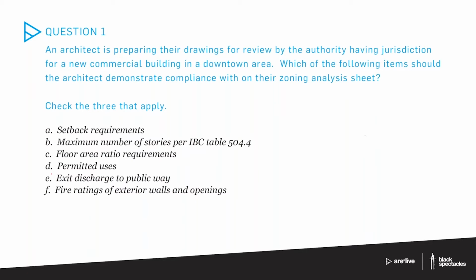So what is this question really about? All the choices here, setback requirements, maximum number of stories per IBC table 5.504.4, floor area ratio requirements, permitted uses, exit discharge to the public way, and fire ratings of exterior walls are going to be part of an architect's permit set, but this question is specifically asking about the zoning analysis sheet.